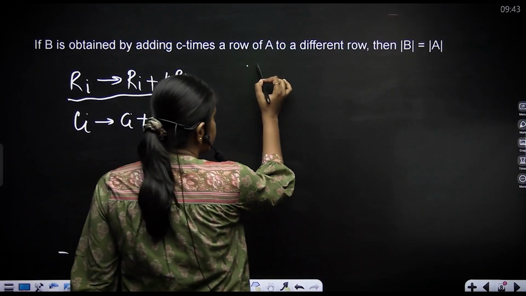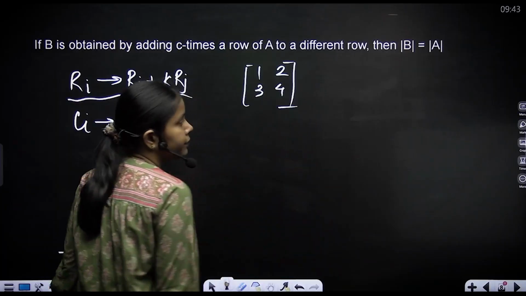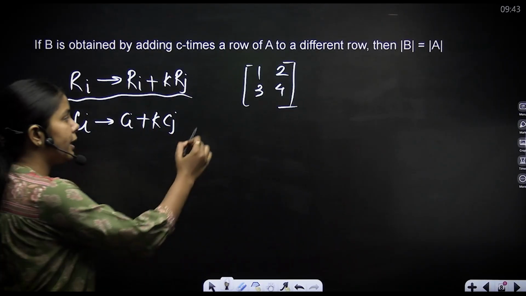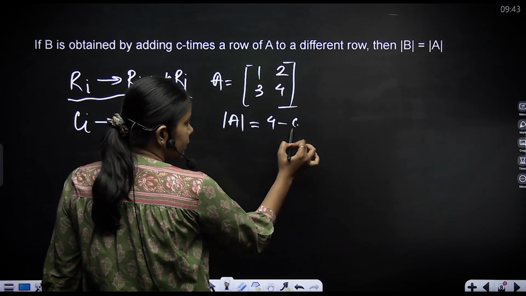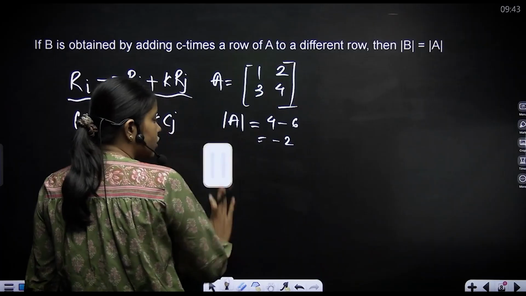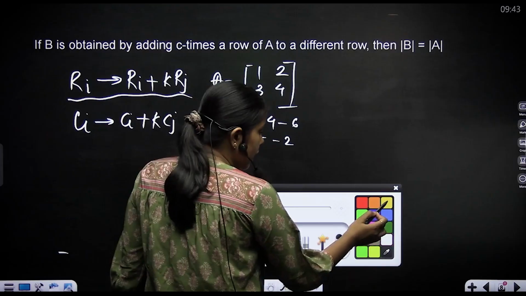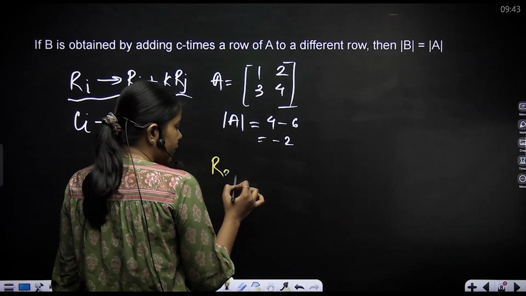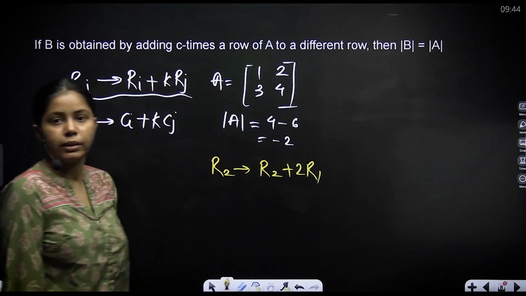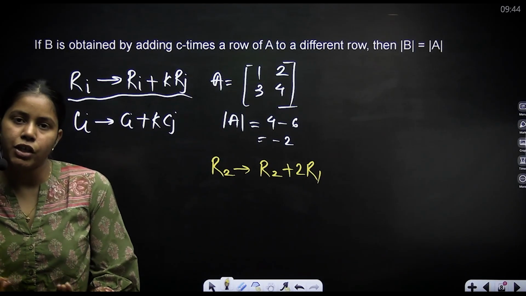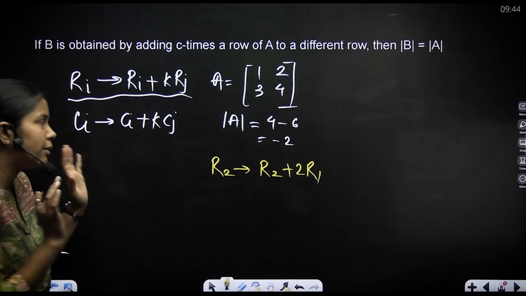So let's suppose this is a matrix A: 1 2 3 4. What would be the determinant of A here? If I find the determinant of A, it is 4 minus 6, which is minus 2. Now let's say I am making a change in this matrix A. What change am I making? I am making a change in R2: R2 tends to R2 plus 2R1. I am just seeing whether it really makes any change or not. There might be a possibility that this statement is true or not, so I am just confirming that.